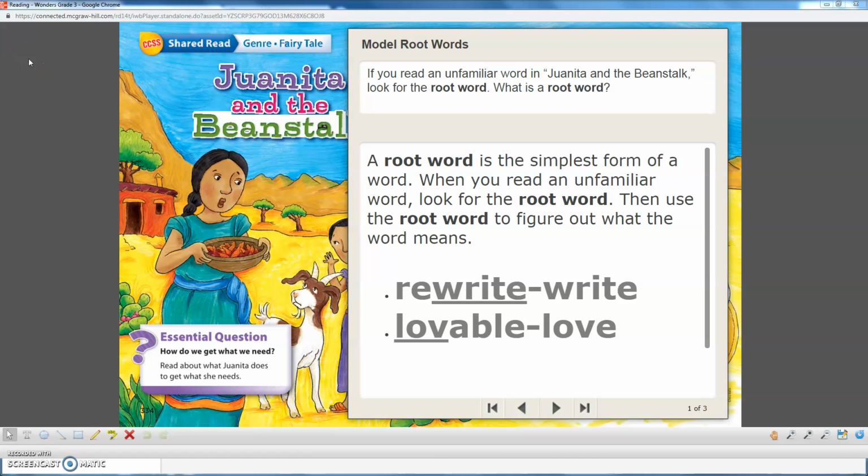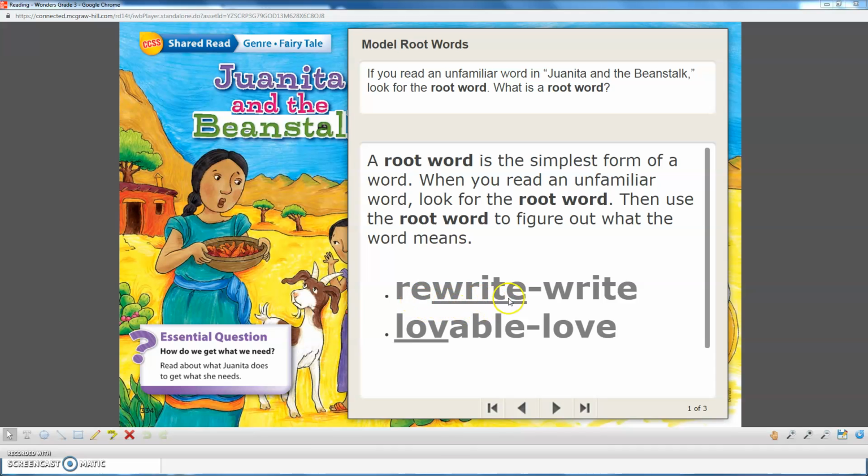Okay, we're going to talk about root words. A root word is the simplest form of a word. When you read an unfamiliar word, you can look at its root word and then use the root word to figure out what the word means. For example, the word rewrite.